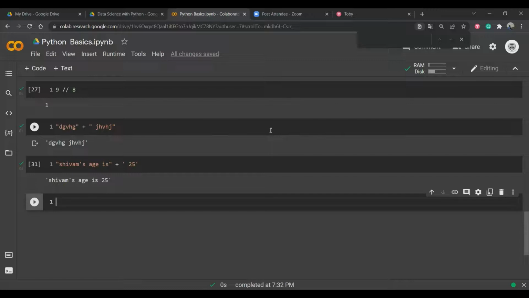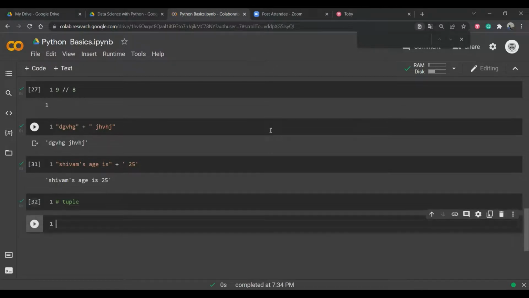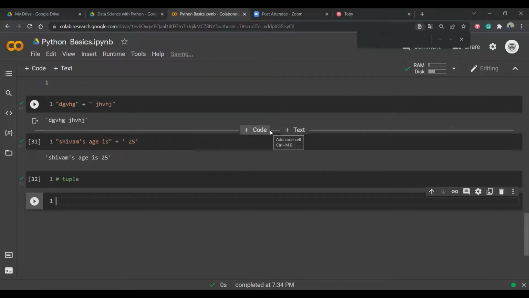So let's start with the tuple first, because tuple is very easy to understand, and a tuple does not have a lot of functions. It is very small in comparison with a list and dictionary. Now how does my Python compiler understand that whatever is written over here is a tuple? If I have a collection of heterogeneous elements inside a parenthesis, then it is called a tuple.